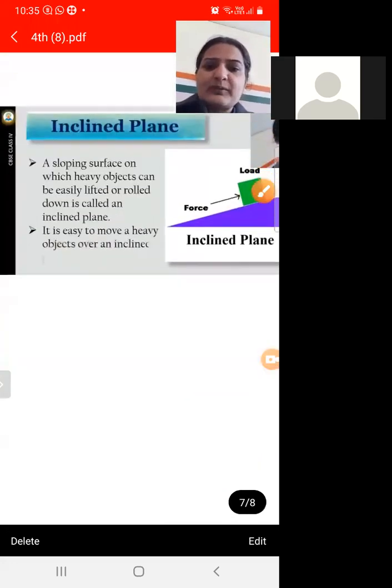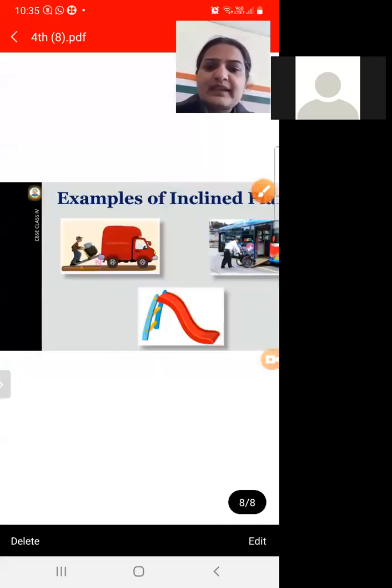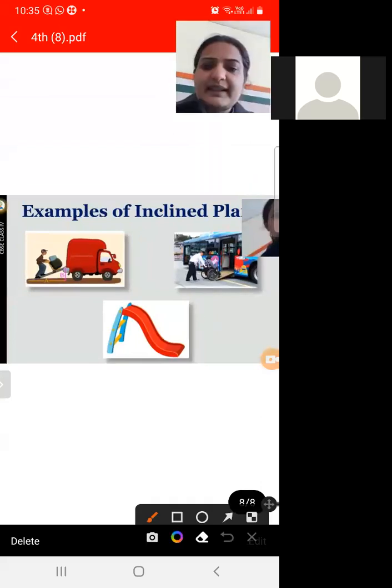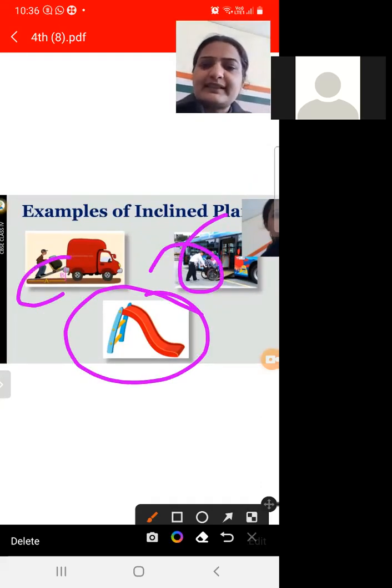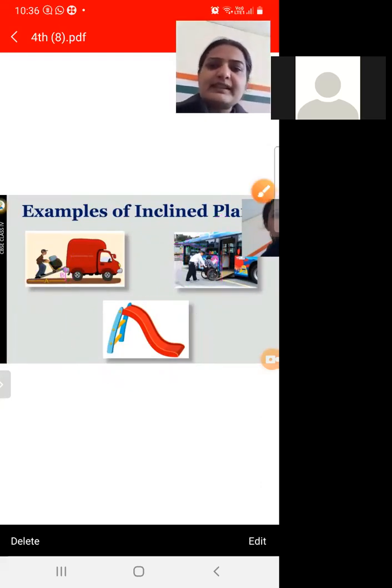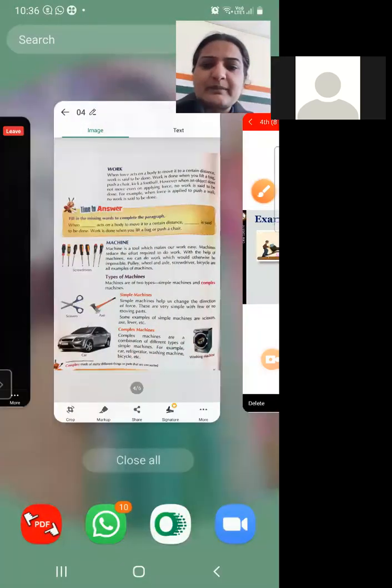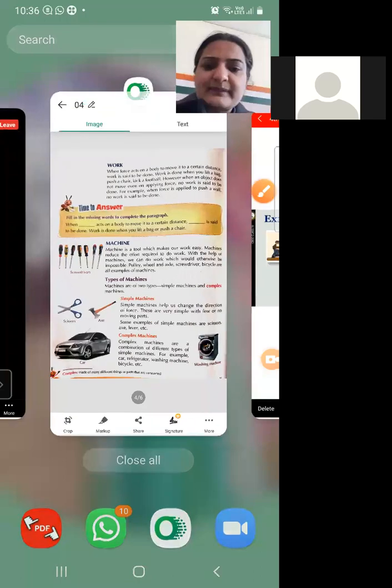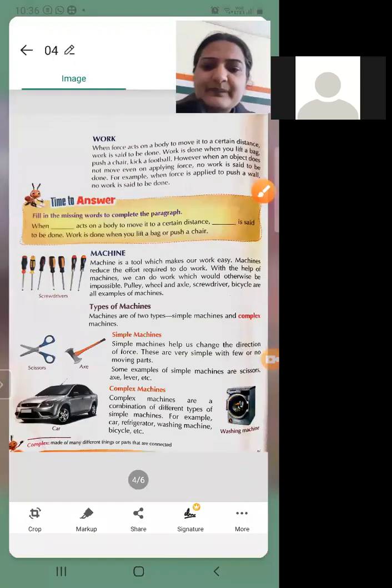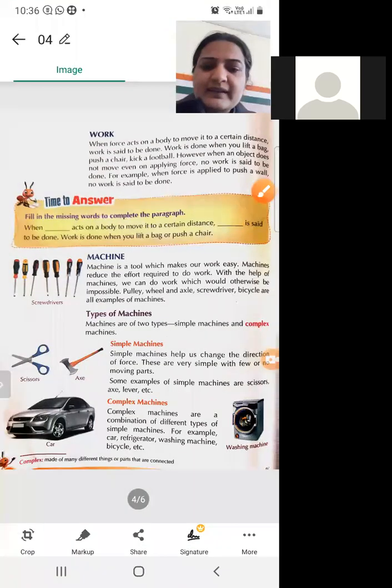And what do you mean by inclined plane? This is inclined plane. So these are all simple machines. So what are simple machines? They are very simple with few or no moving parts.